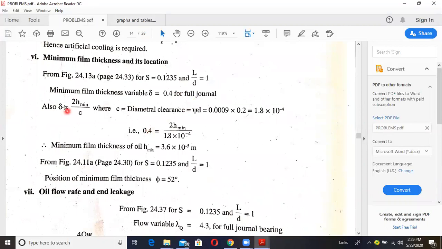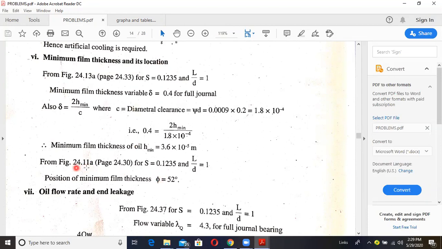Once you get delta, substitute in this formula and calculate h minimum. The minimum film thickness h minimum is equal to 3.6 into 10 to the power of minus 3 meters. In this way, we calculate the minimum film thickness, same as for the previous problem. Next, its location. Now we are going to calculate phi.